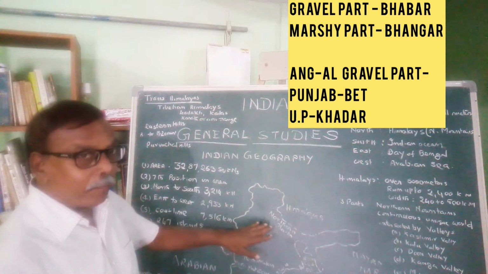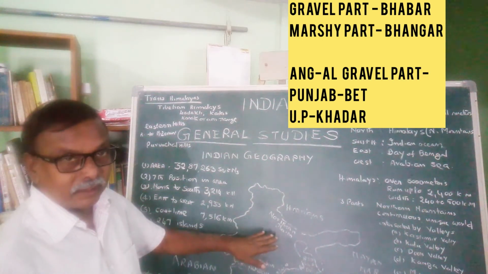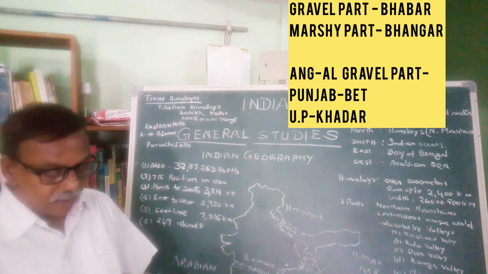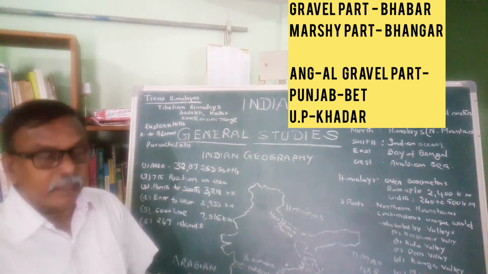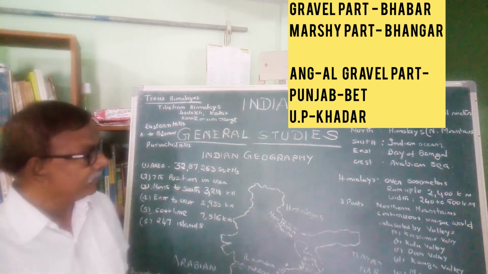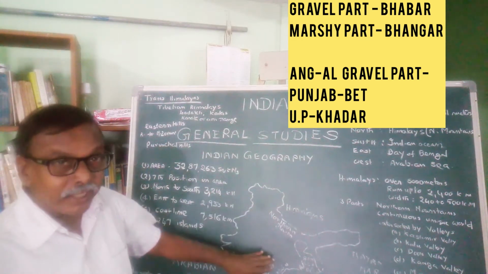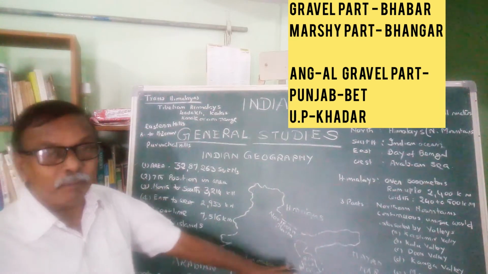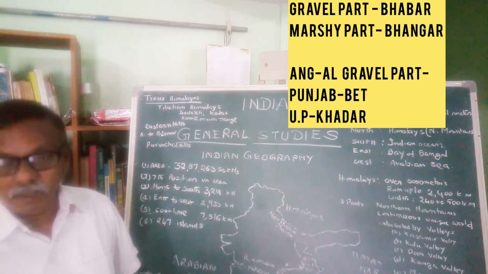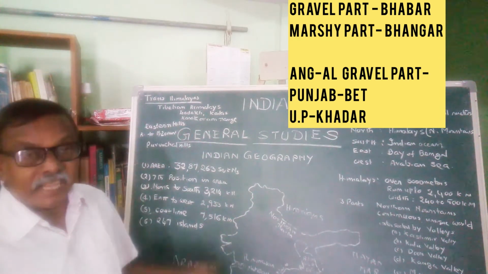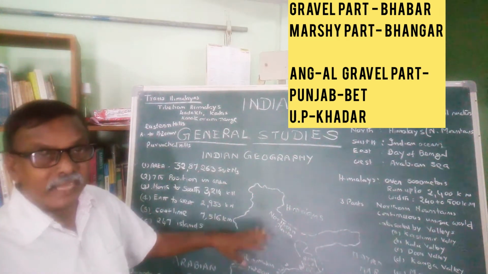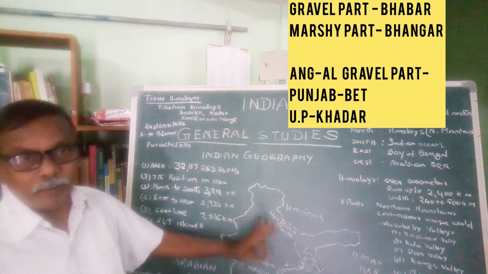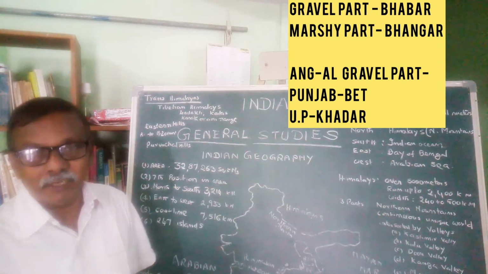The gravel part of these alluvial soil plains is known as the Bhavar, and the marshy area part of these plains is known as Terai, and the other part is the alluvial plains formed by these rivers.